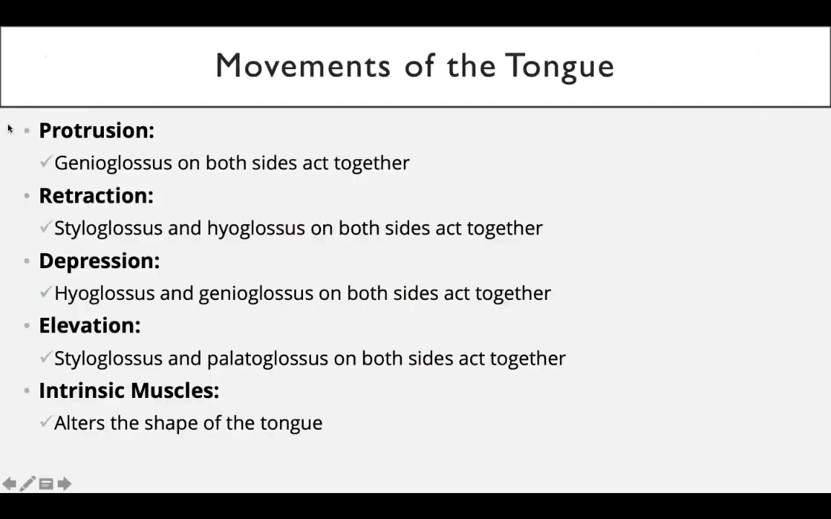So you already know protrusion, retraction, depression, elevation. You can repeat in your heart. Protrusion, we know, genioglossus, right? And retraction, to take back with style, styloglossus. Elevation was palatoglossus, and depression was by hyoglossus. These are basically the main muscles. And in a viva, if you name one of the main muscles, that will be more than enough. And intrinsic muscles alter the shape of the tongue.